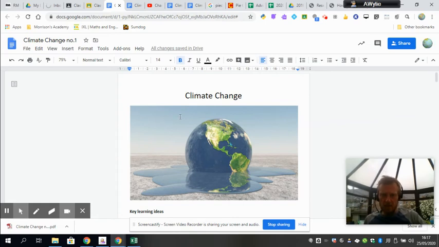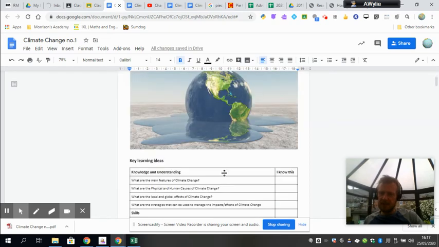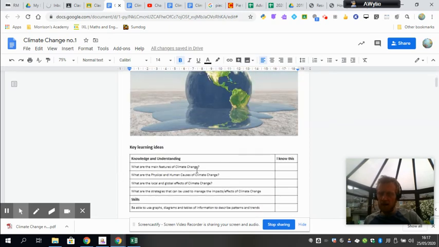Every topic starts with the key learning ideas for that topic, and you can see here what you will be learning about. You need to know what the main features of climate change are, which is what we're looking at today. Next week, you're going to be learning about the physical and human causes of climate change. And in the last couple of terms, if we get time, we're going to look at the local and global effects of climate change. But we're certainly going to get nowhere near the end of this topic. We're just going to take it slow and introduce it at a speed we think you can manage online.